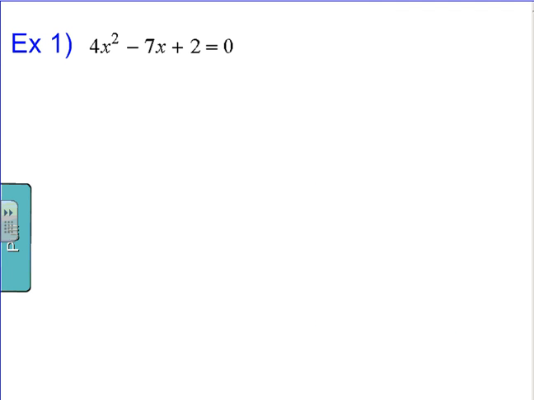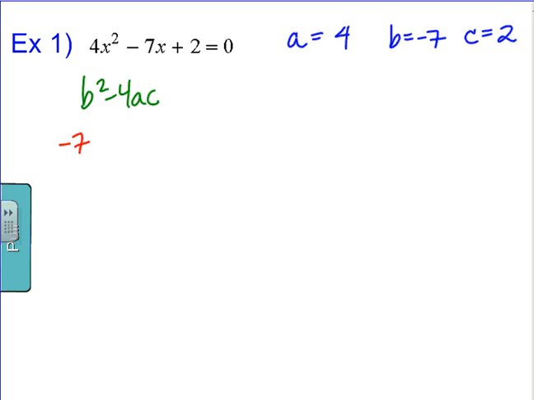Here I have a quadratic, 4x squared minus 7x plus 2 equals 0. And let's find out what the a, the b, and the c is. Well, the a is 4, the b is negative 7, and the c is 2. If we take this information and put it into b squared minus 4ac, we can determine what's going to happen. So here, if I plug in what I know, I'll have negative 7 squared minus 4 times a, which is 4, times c, which is 2.